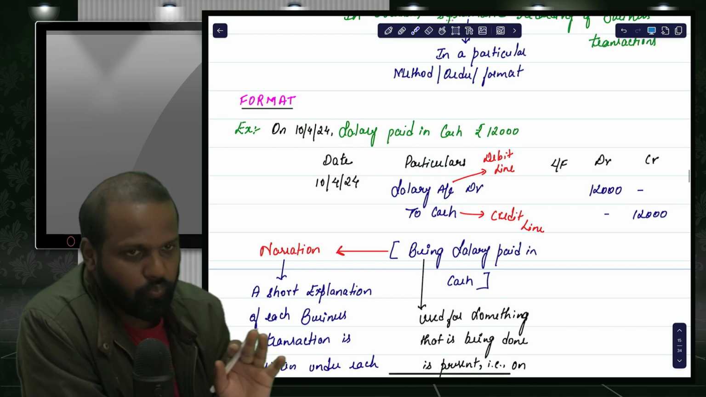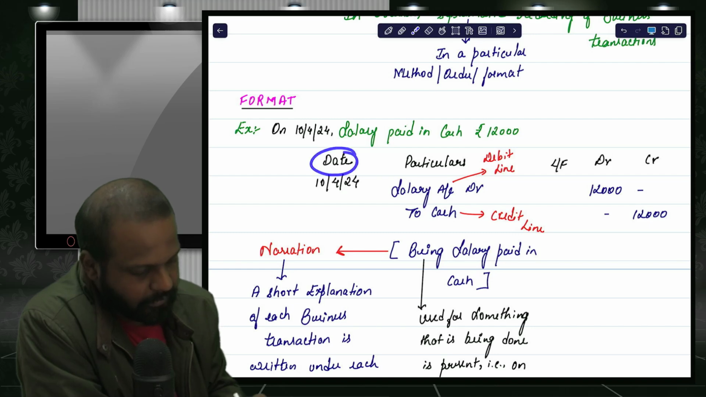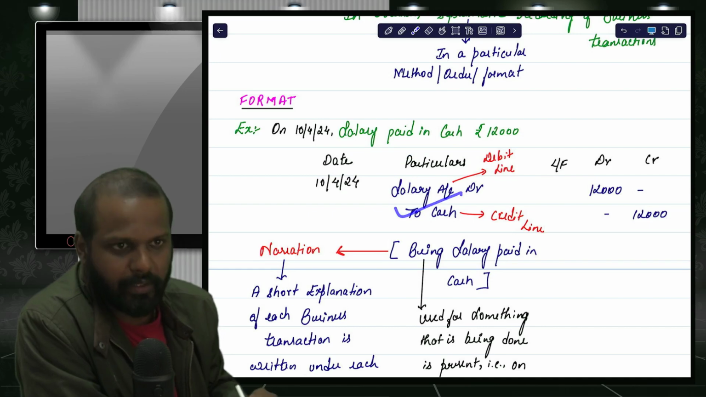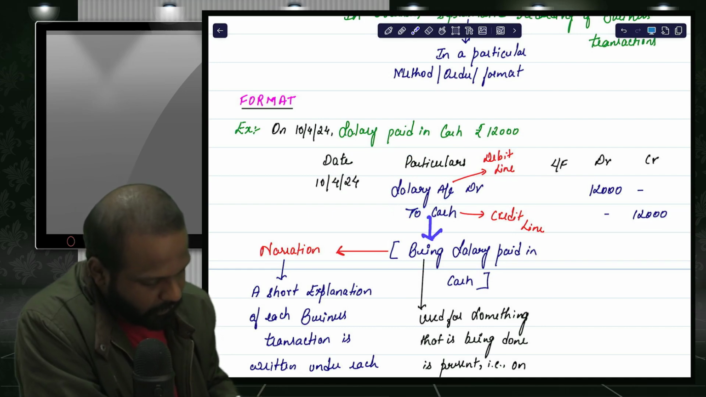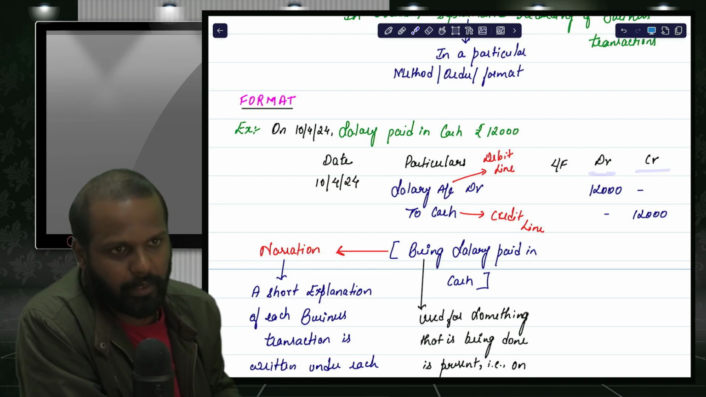So what is the format of the journal entry? Totally 5 columns. First column is called date. Next one is called particulars, where we are going to write the journal entry, and below each journal entry we are going to write the narration. Ledger folio, page number of the ledger, debit and credit, debit amount and credit amount.